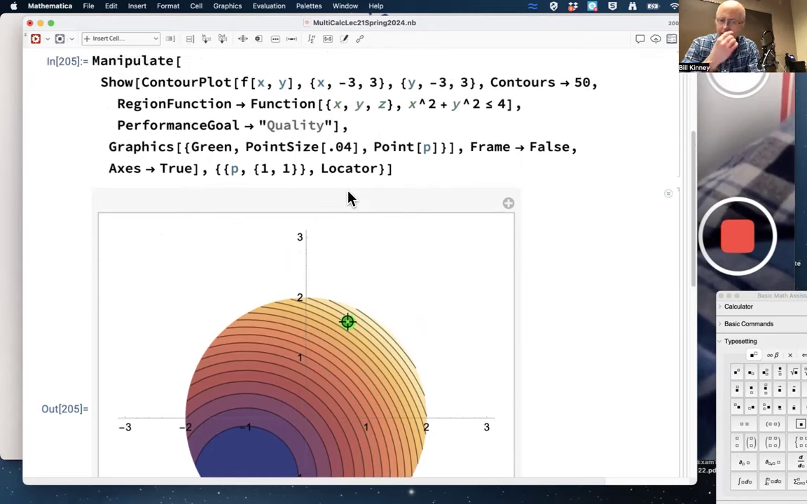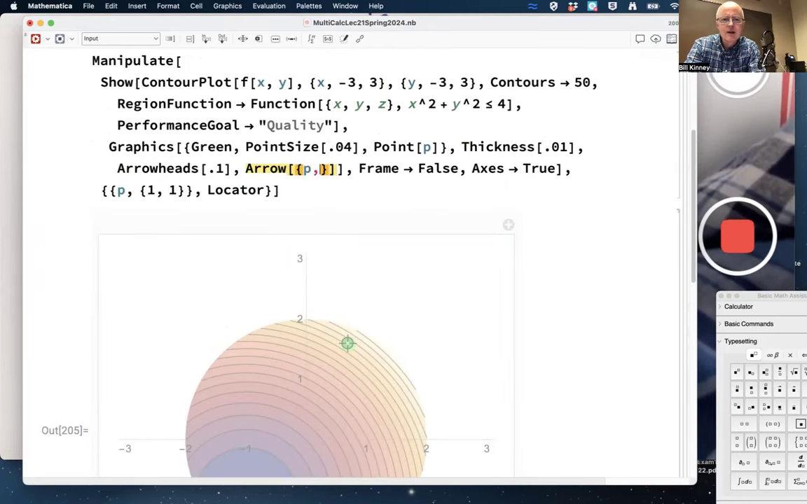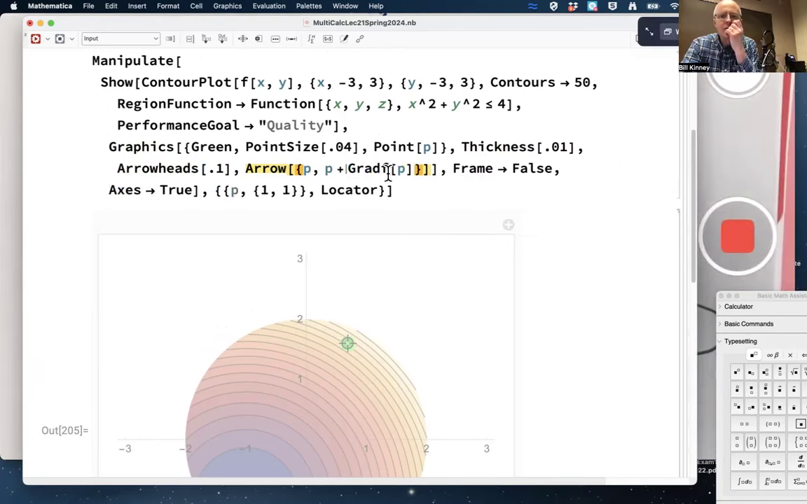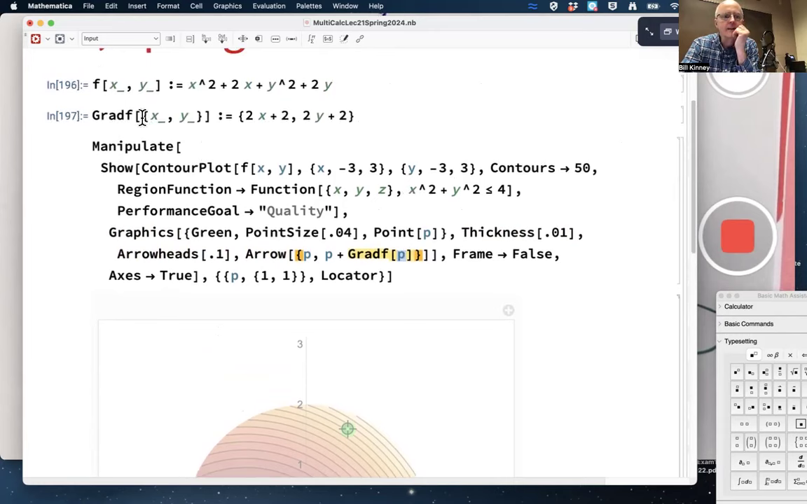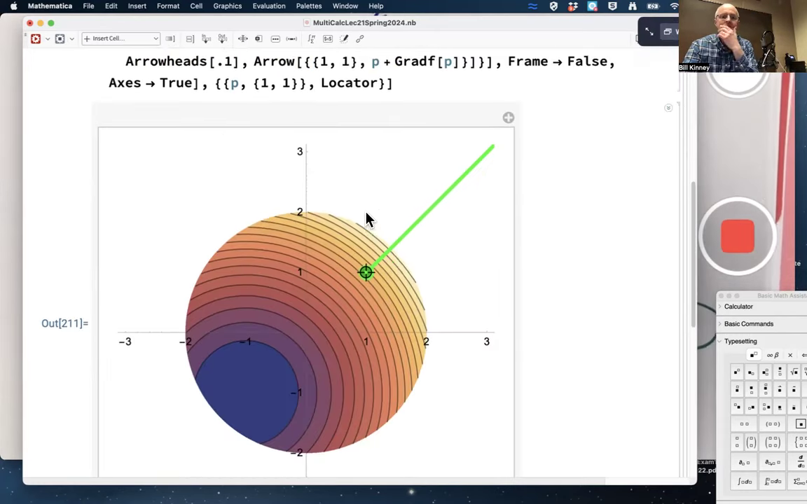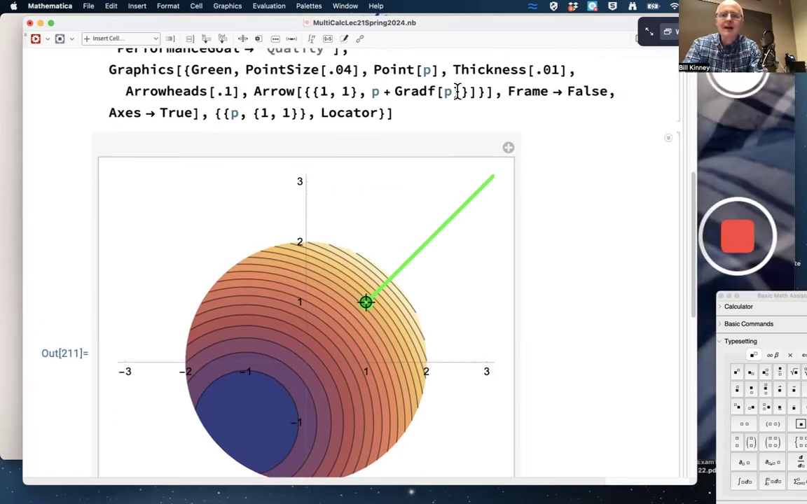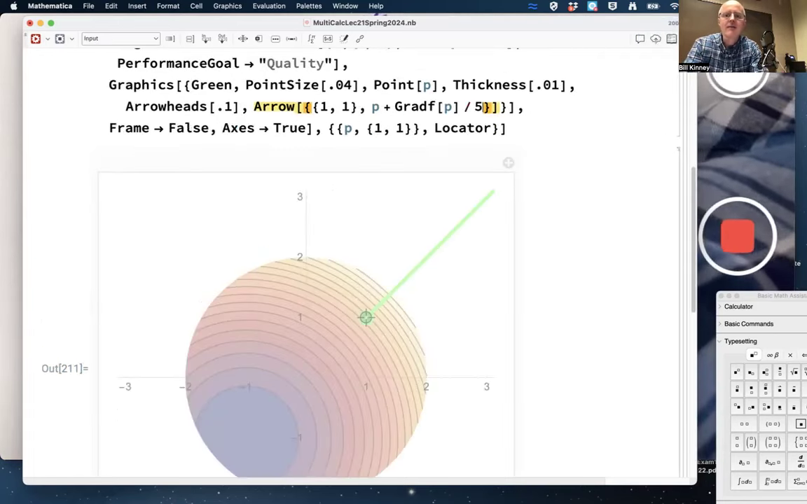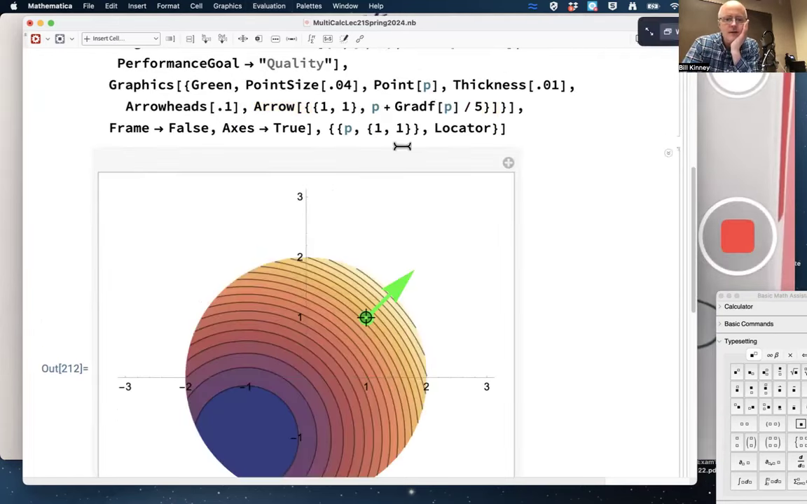I'll also want to add the gradient vector. Okay, here we have the gradient. The fact that I'm putting the P, the point, in that gradient right there is why I did the curly braces here, because P really is a point. Okay, let me divide the gradient vector by 5, make it shorter. Okay, so what we see here is the gradient vector of F. So I move it around. It changes. This needs to be a P here.